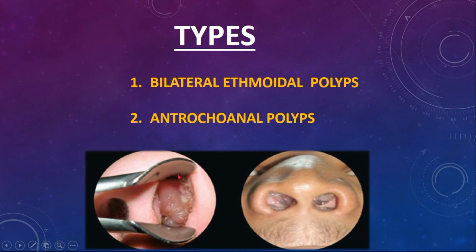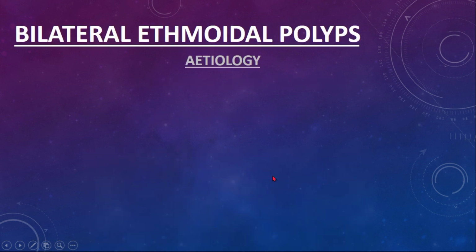As you can see in this picture, there is a reddish mass which is filling the left nasal cavity and protruding from the left nasal cavity. And in this picture, you can see there are bilateral masses filling the bilateral nasal cavities. So, we will discuss the bilateral ethmoidal polyps and their etiology.